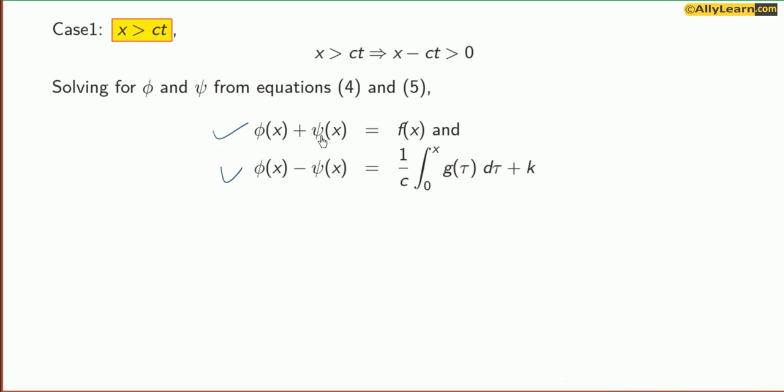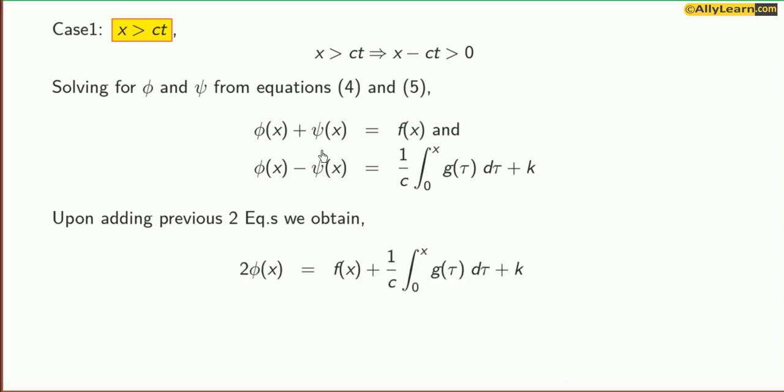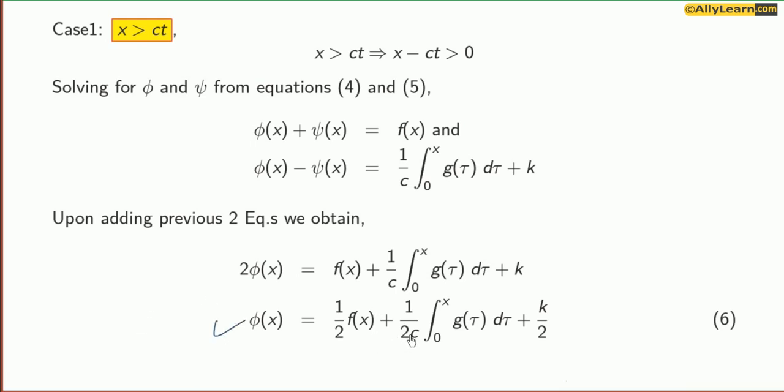Now we just have to add and subtract to get the values of phi and psi. So first of all, we add previous two equations to obtain the expression as 2 phi of x equals f of x plus 1 upon c into this integration term plus k. And then we divide it by 2 to get the expression for phi as f of x upon 2 plus 1 upon 2c into this integration term plus k by 2. So friends, we have obtained the value of phi of x.